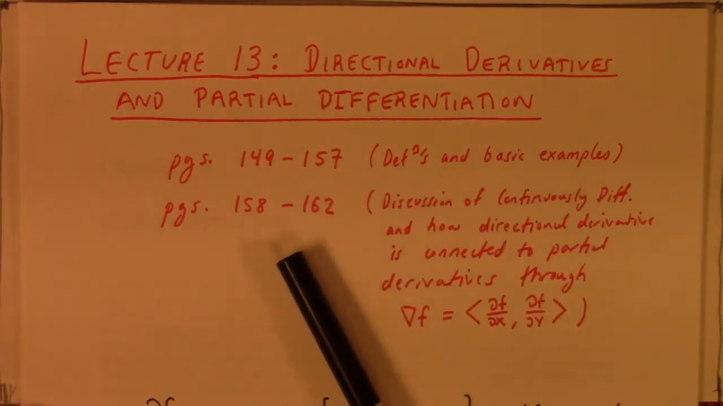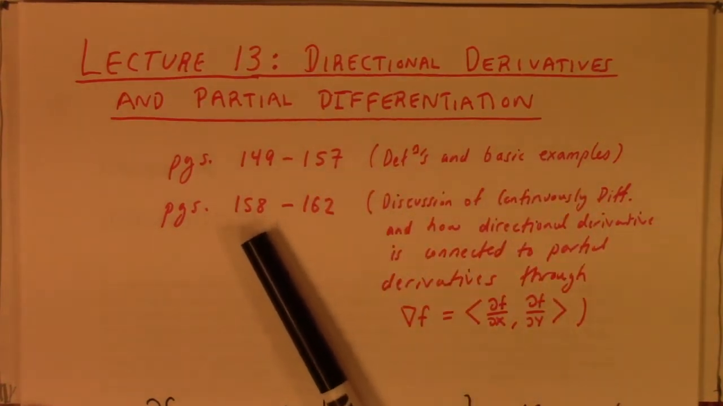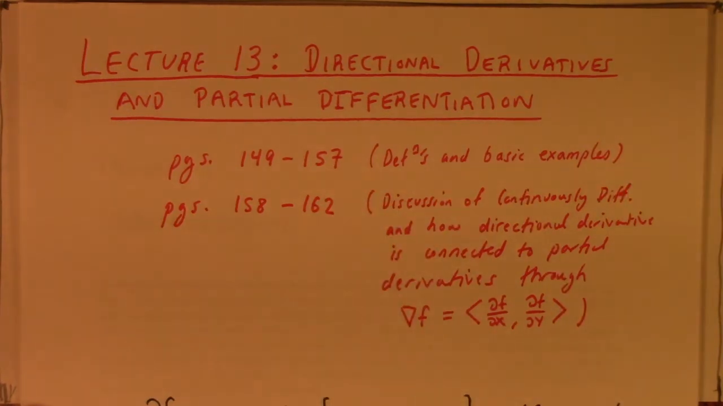the basic examples, and then pages 158 to 162 discuss the idea of continuous differentiability, and that is a nice condition for making a connection between the directional derivative and the partial derivatives through something called the gradient. So that's where we're going. The most important takeaway formulas are at the end of this lecture, but every bit of it matters. Okay, so let's just get into it.